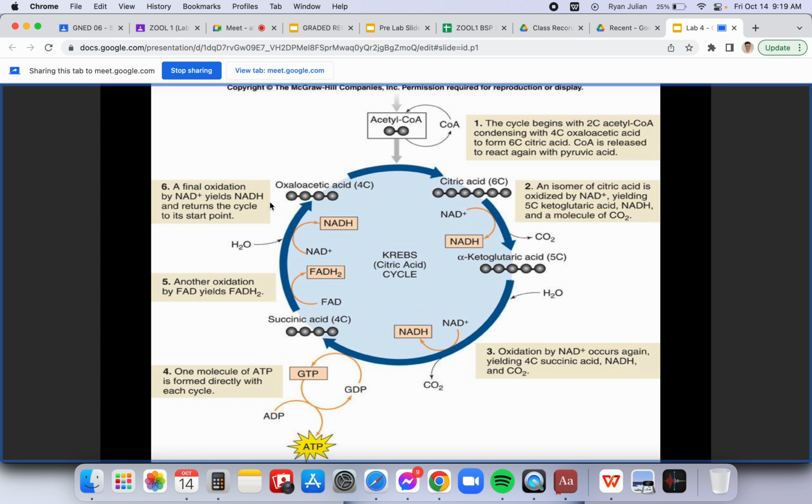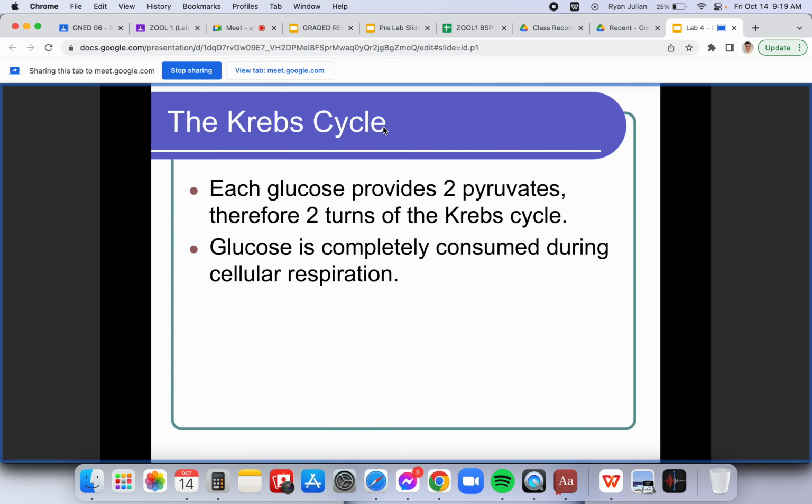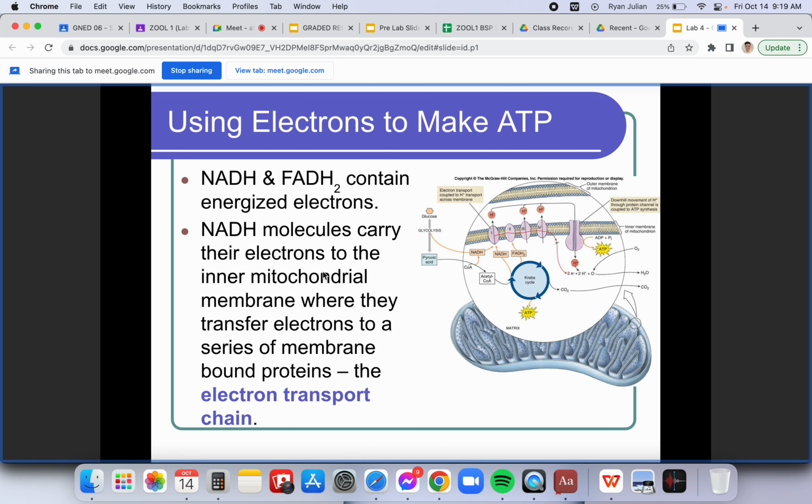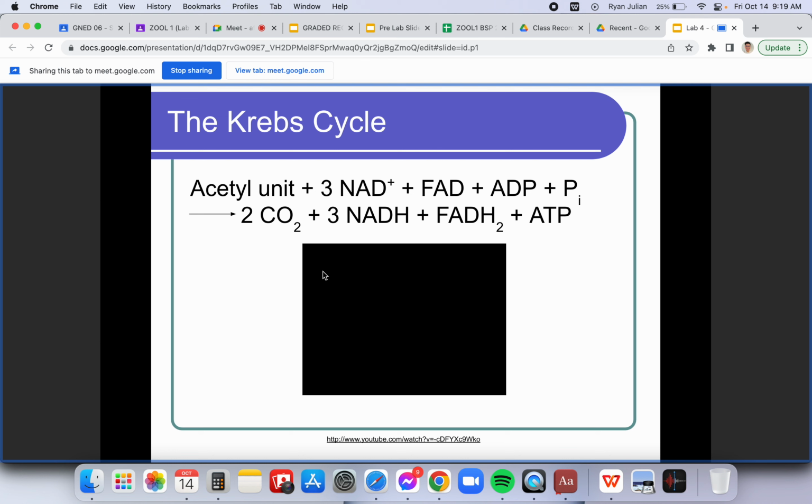So what I'm trying to imply here is that the entire Krebs cycle is all about conversion of acids, starting from acetyl-CoA until it repeats the cycle over and over again. Okay, each glucose provides 2 pyruvates, therefore 2 turns of the Krebs cycle. And lastly, glucose is completely consumed during cellular respiration.